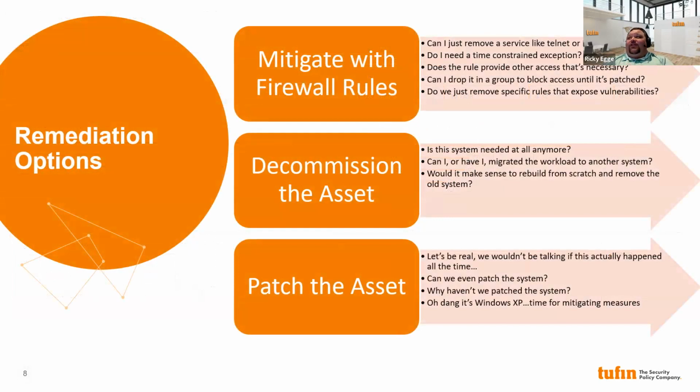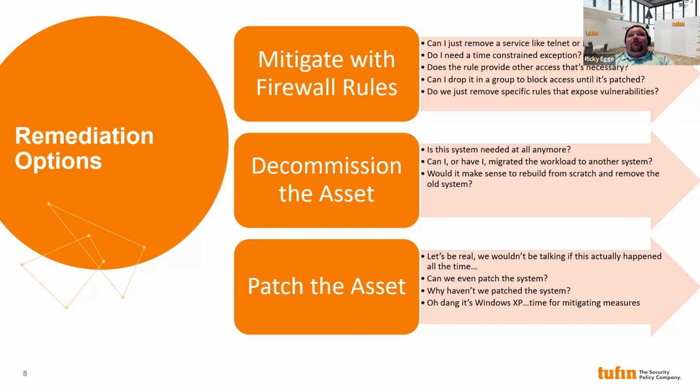So when we look at remediation options, right, we want to understand, can I just remove a service like Telnet or FTP? Maybe I have multiple in the rule and I just need to get rid of one of those services. Maybe I need a time constrained exception in here, because policies are nothing without exceptions to them. And then, does the rule provide other access that's necessary? That's one of the big questions, right? If it's providing this access, is it actually business critical? Is it providing it for other teams that we don't know about? You would want to look at that as well.